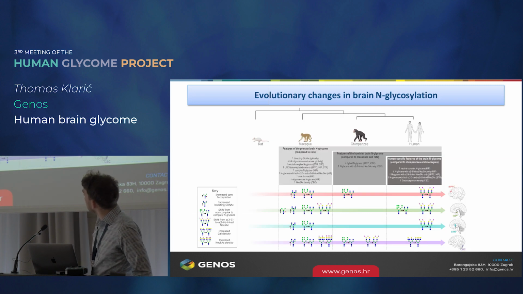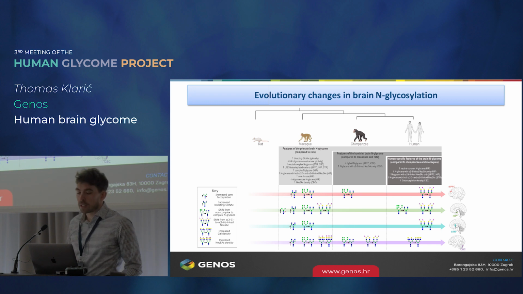On this slide, we are showing evolutionary changes in brain N-glycosylation according to different taxa. So firstly here we're looking at features of the primate brain N-glycome, so shared with the primates but different to rats. Then we're also looking at features specific to the hominids, and the last column shows us human-specific features of N-glycosylation, in other words, different to the other primates. And for each of these, we're showing them for all the brain regions.